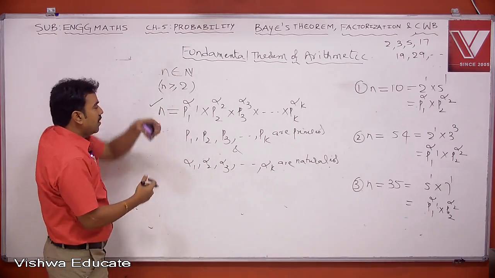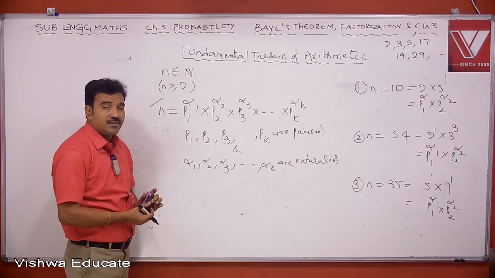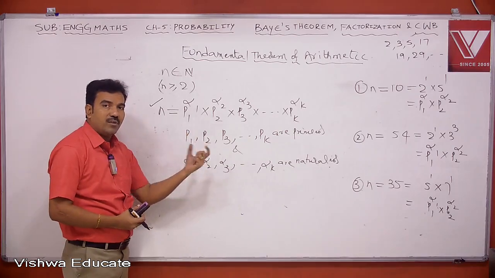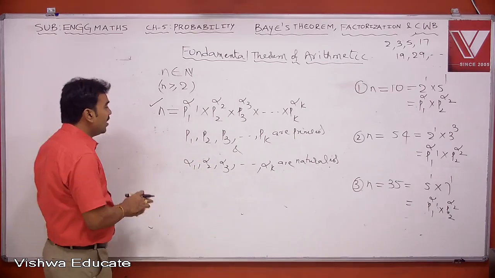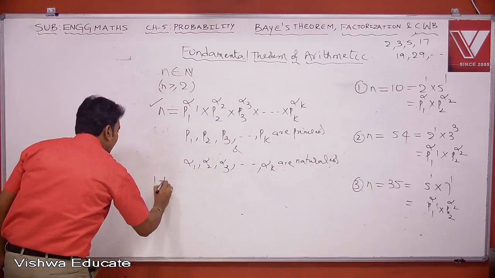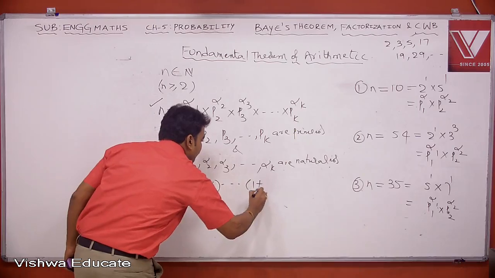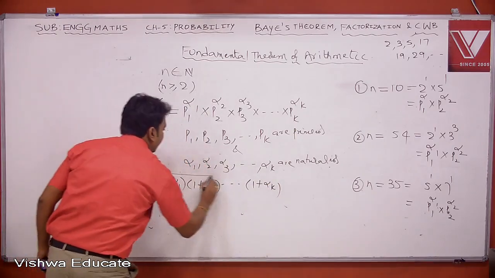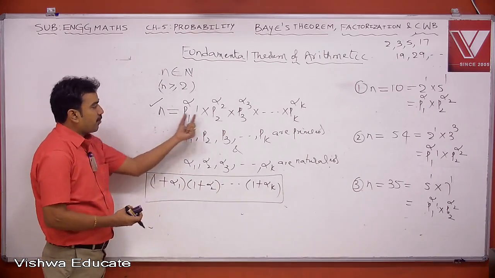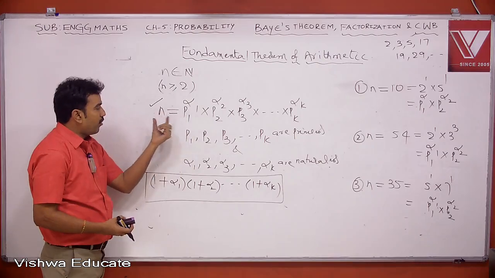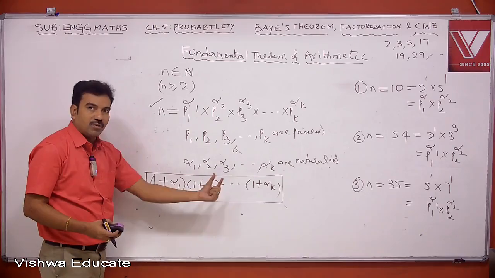So if I express every natural number from 2 onwards like this, I have some advantage. The advantage is we can easily say how many factors this number will have. We can easily guess the number of factors of this number. So the number of factors of this number is 1 plus alpha 1 into 1 plus alpha 2 into 1 plus alpha k. So this expression gives the total number of factors of this number n. So whenever n has a prime factorization like this, then the total number of factors of n is 1 plus alpha 1 into 1 plus alpha 2 into and so on 1 plus alpha k.